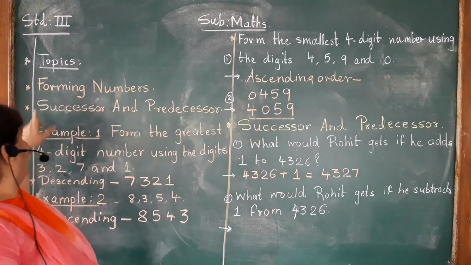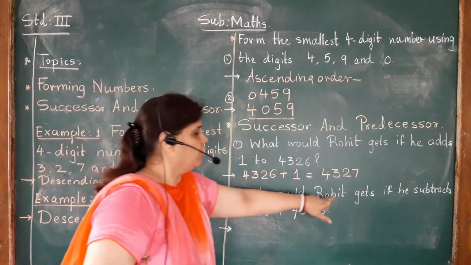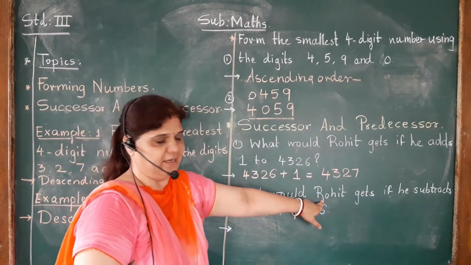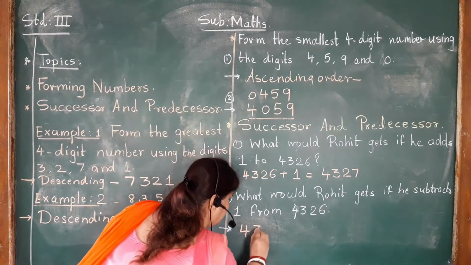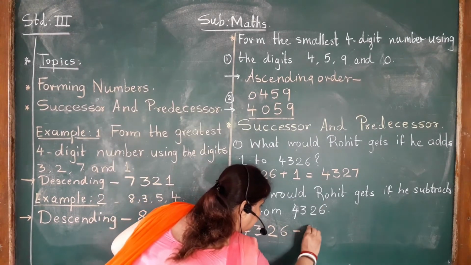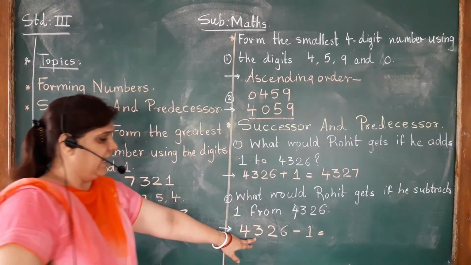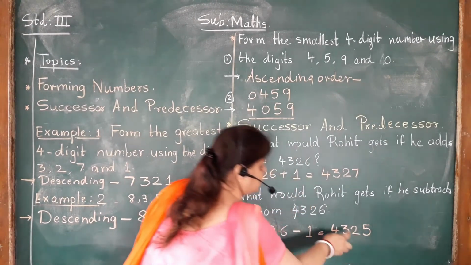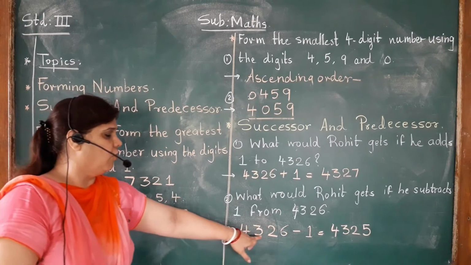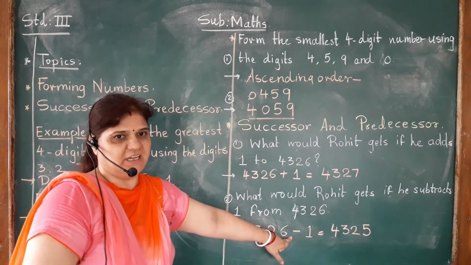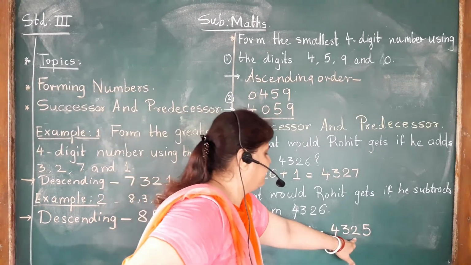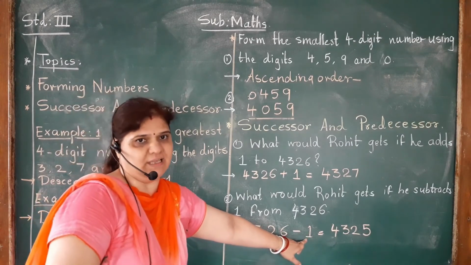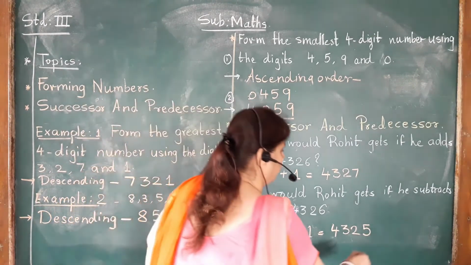Now, the second example, children. It is an example of predecessor. What would Rohit get if he subtracts 1 from 4,326? See, children, we will do it and see. 4,326 minus 1. What will you get? 4,325, just one number before 4,326. Okay, children? So 4,325 is the predecessor of 4,326. Got it, children? We can do two more examples.